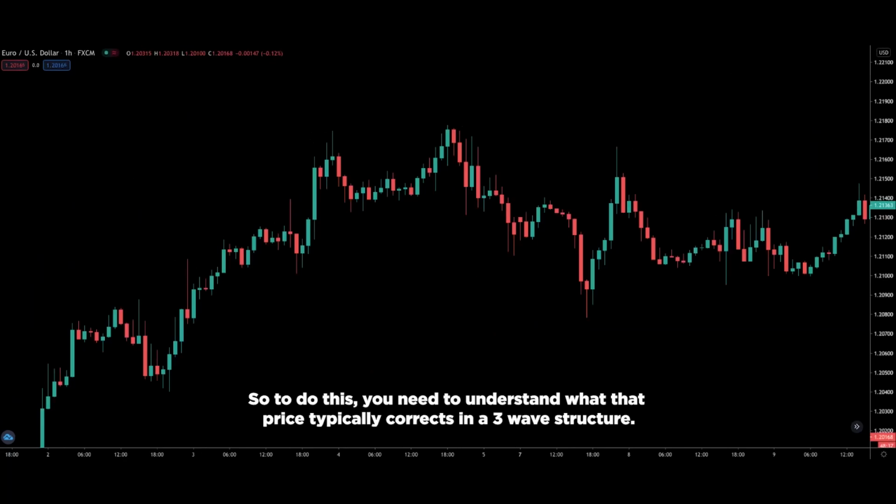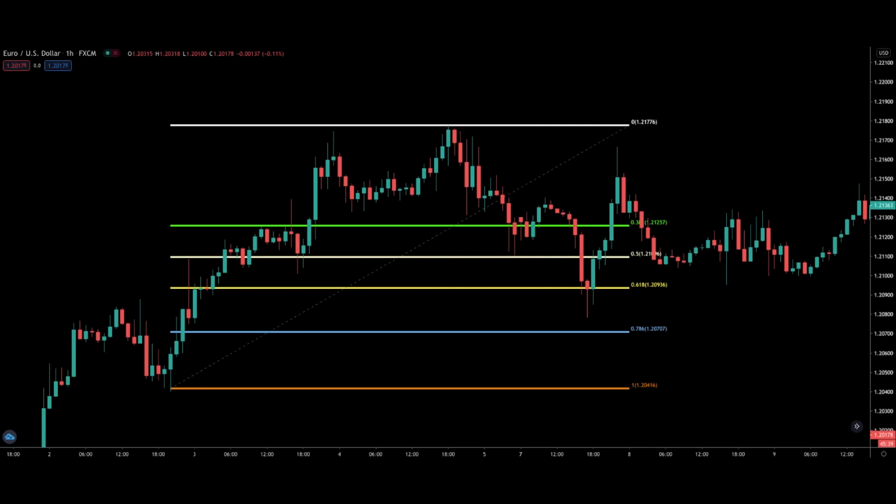So to do this, you need to understand that price typically corrects in a 3-wave price structure. It looks something like this. This doesn't always happen, but it happens frequently enough, and this is what we need to see. The first thing we're going to need is a Fibonacci retracement. So in this chart, we're going to connect the swing low to swing high since it's a clear uptrend and we want to buy.